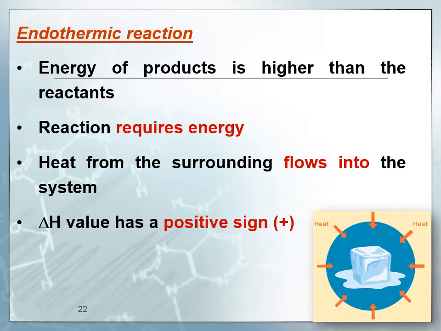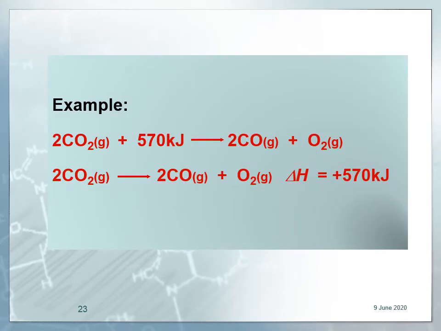How does this reaction happen? By absorbing heat, the surrounding flows into the system. Delta H value has a positive sign. For example, splitting of CO2 to its components. The system needs energy, so delta H is a positive value.